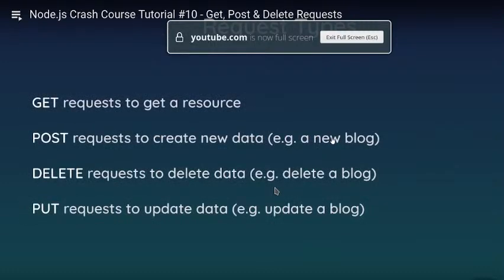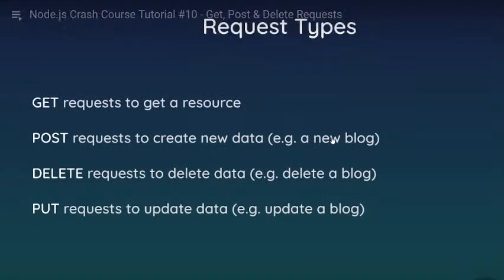So we have GET requests to request data from the server. We also have POST requests to create new data in our database. So typically when we have a web form and hit submit, then we send a POST request to the server with that new data and it can be added to the database. We also have DELETE requests to delete data, for example, deleting a single blog document from the database. And we also have PUT requests to update existing data.